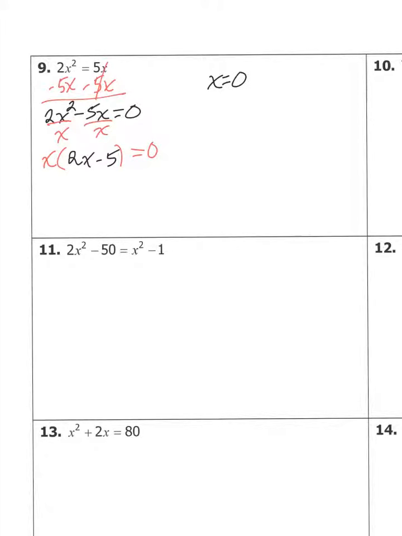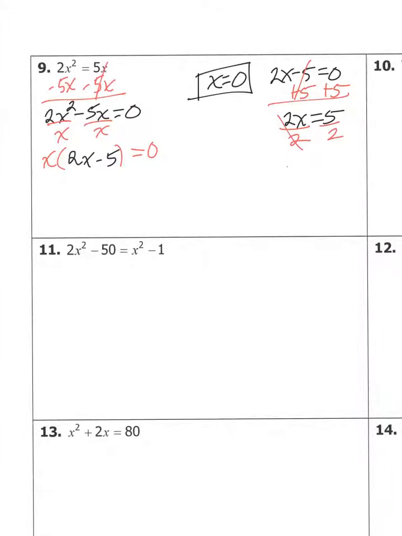So you get x is equal to 0 and 2x minus 5 is equal to 0 and solve. Well, this one's already solved, so it just leaves this one to solve. So I get 2x is equal to 5 and x is equal to 5/2. So those are the two places that your graph is going to cross the x-axis, 0 and 5/2, which is 2.5.